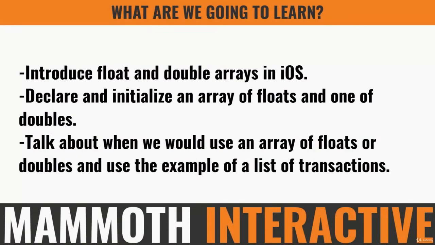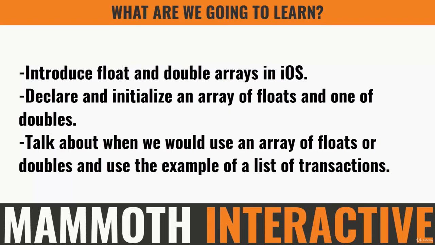In this part of our tutorial, we're going to introduce to you float and double arrays in iOS. So we're going to do this again by declaring and initializing an array of floats and an array of doubles. We're going to first declare it and then give it some values. And I'm going to show you a little shortcut you can use when declaring arrays.